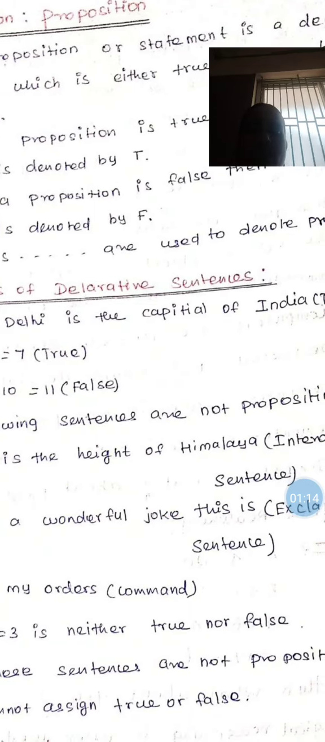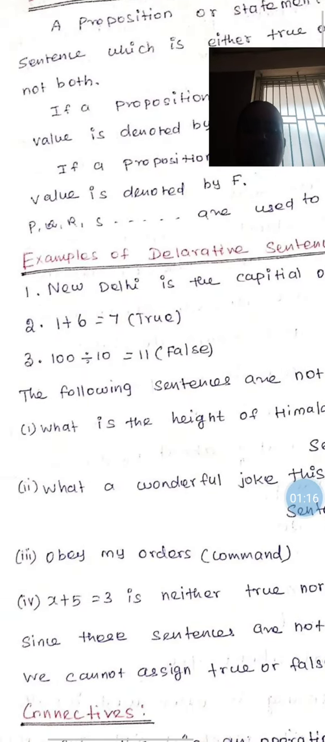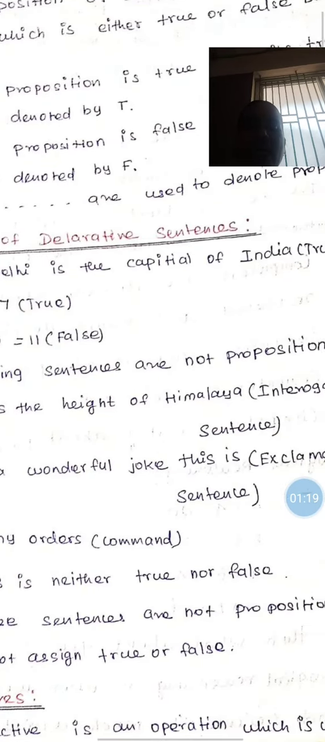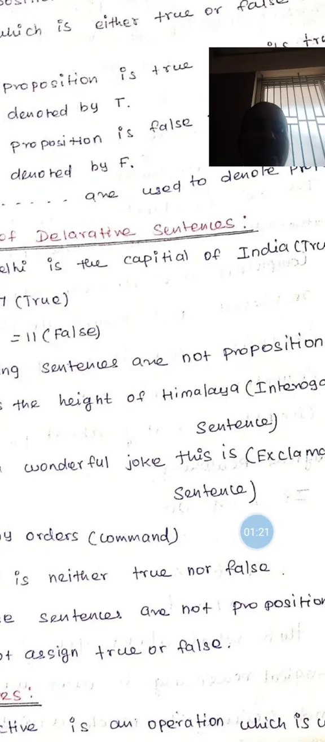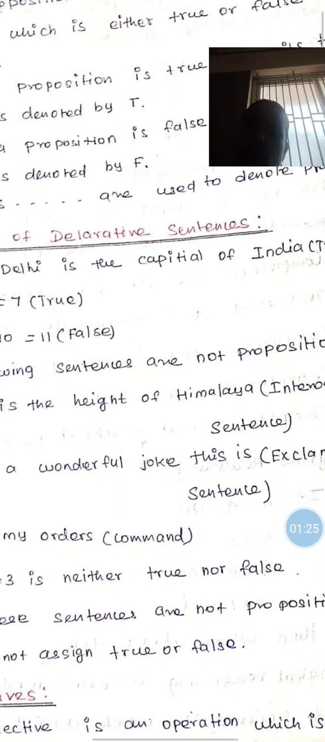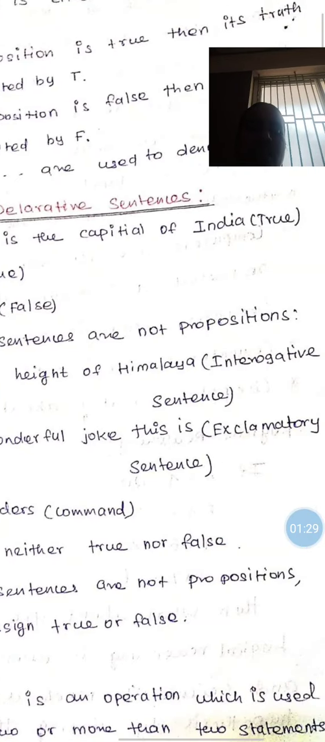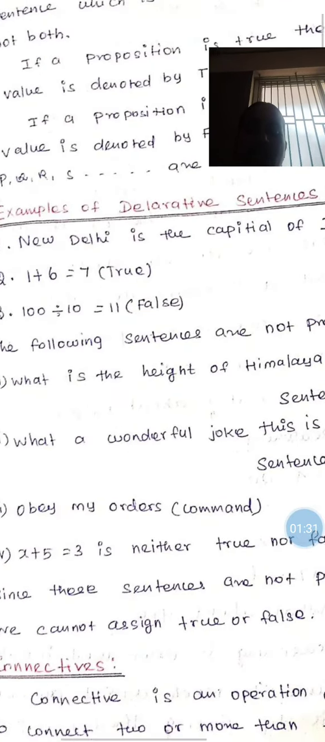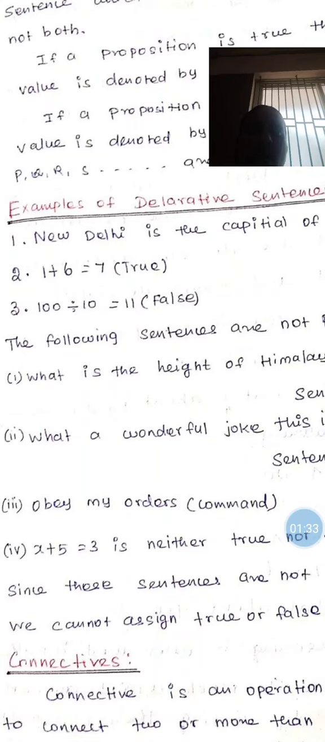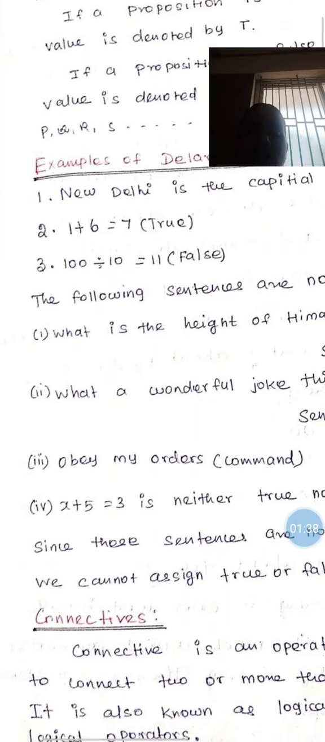The following statements are examples of non-propositions. The first one is, what is the height of Himalaya? This sentence is an interrogative sentence. This is an example of not a proposition. Then the second one is, what a wonderful joke this is. This is an exclamatory sentence. Then the third one is, obey my order. This is a command statement.